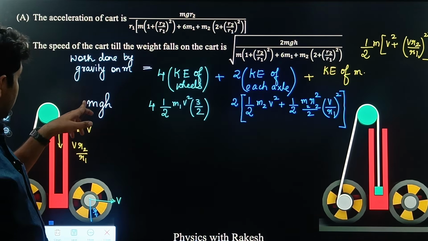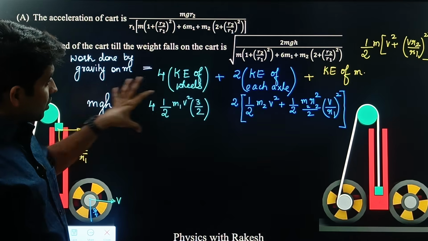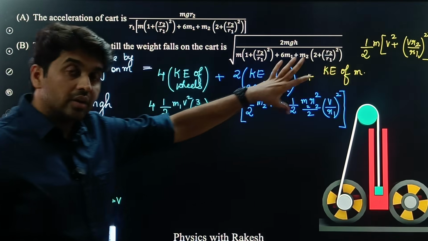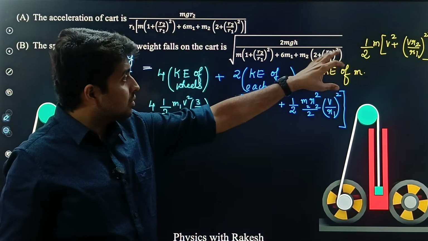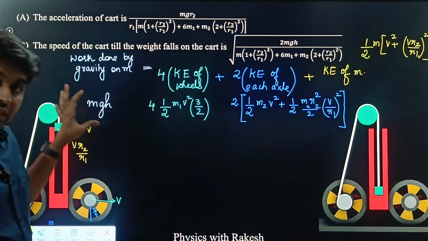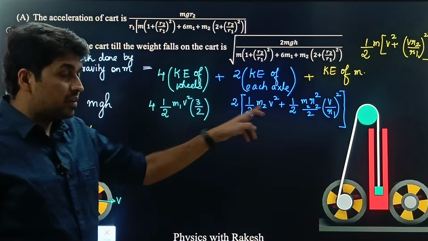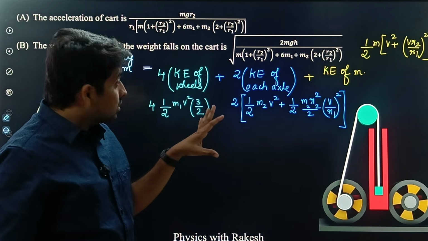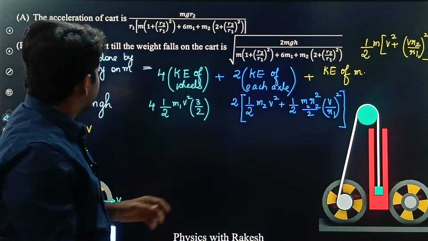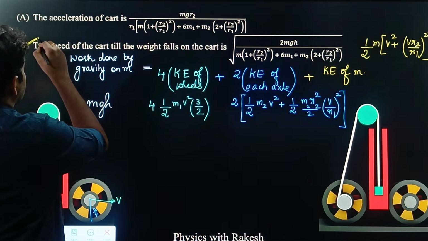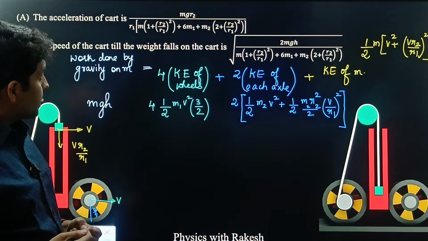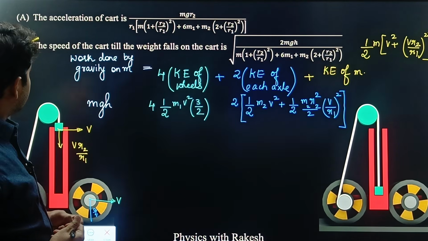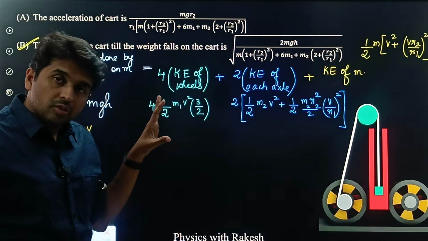So that is it. mgh. So what do we need to find out from this equation? We just need to find out what is this v from this equation. So you put these terms together, take v square common, and take the root, and you will directly get the speed as the correct option. So we have solved for speed.